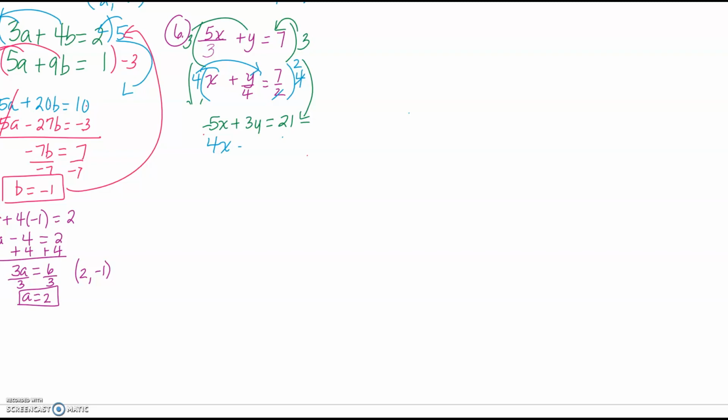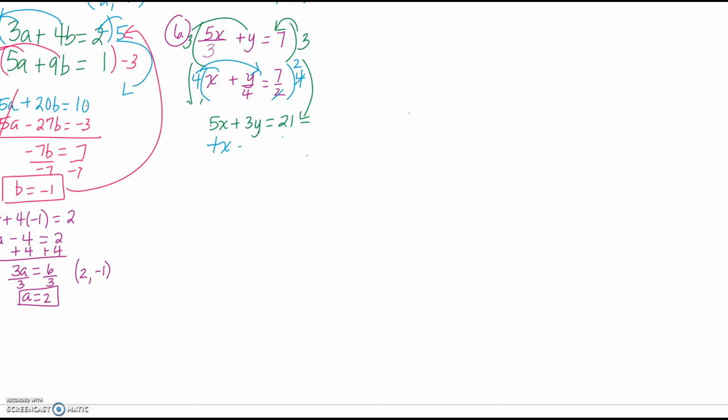So part one of this lesson ended up here at number 6, where we had cleared the fraction in the first equation by multiplying by 3, and we ended up with 5x plus 3y, because we're sharing the 3 to the y, equals 7 times 3, or 21.